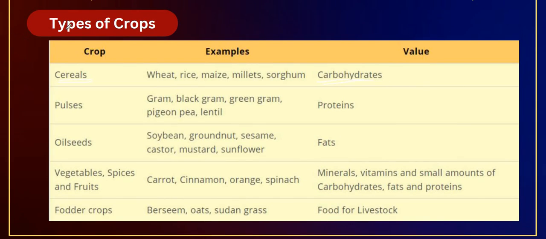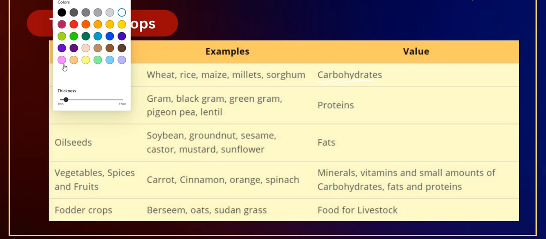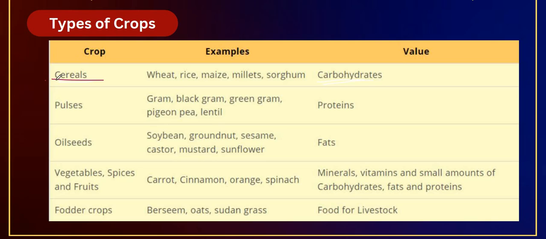Now let's learn some types of crops. So see, there are majorly five types of crops. And what are they? Let's see. First, you have cereals. Cereals means you have wheat, rice, maize, sorghum, bajra, jowar, and so many things which provide us carbohydrates. So these cereals are very necessary. They provide us carbohydrates. Then you have pulses.